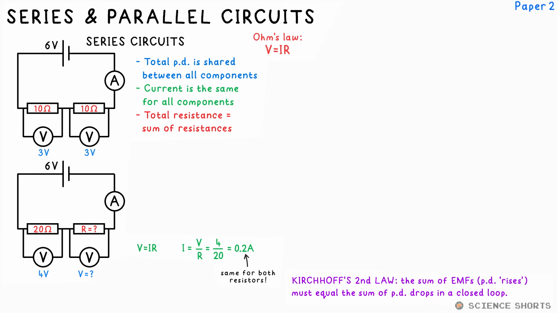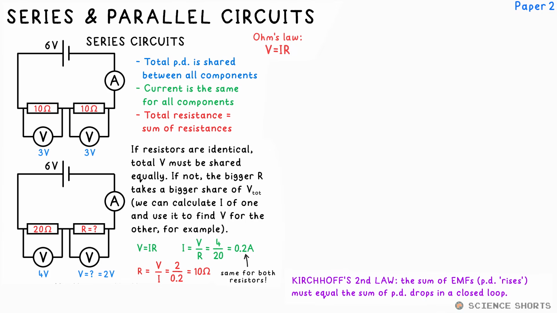But is there also a second thing we know about the other resistor? Why, yes, there is. Remembering the first rule up here, we know that if the first resistor is using 4 volts of the total 6 volts available, well, the other resistor must be using 2 volts. We could then use Ohm's law again to find its resistance, 10 ohms. The rule of thumb is this: the greater the resistance, the greater the share of the total PD it gets.